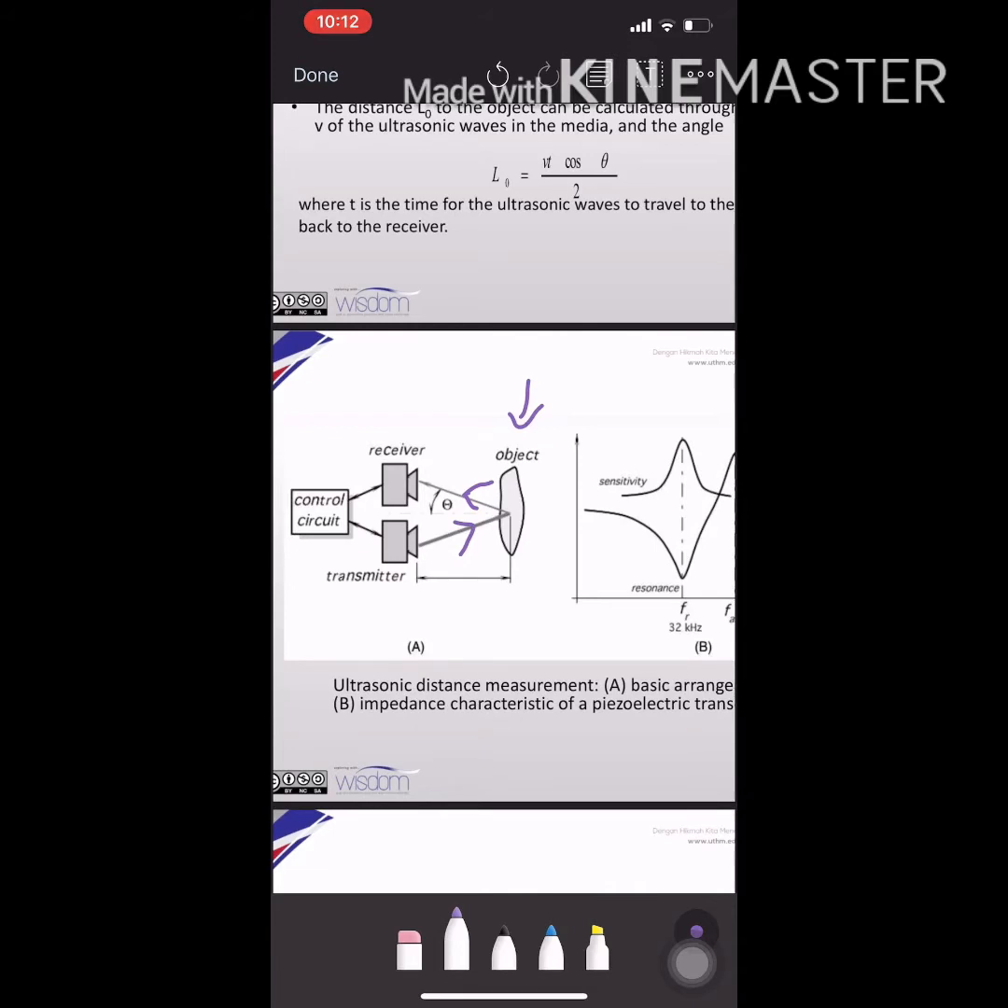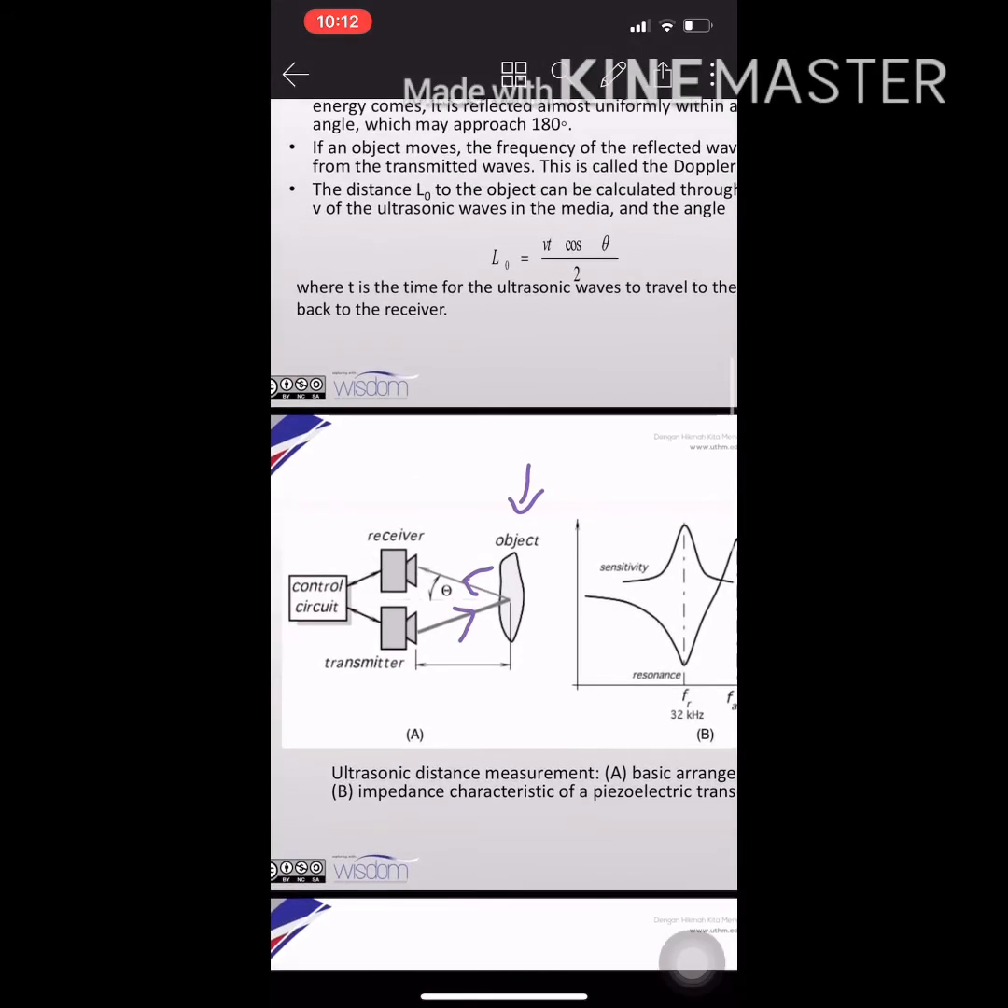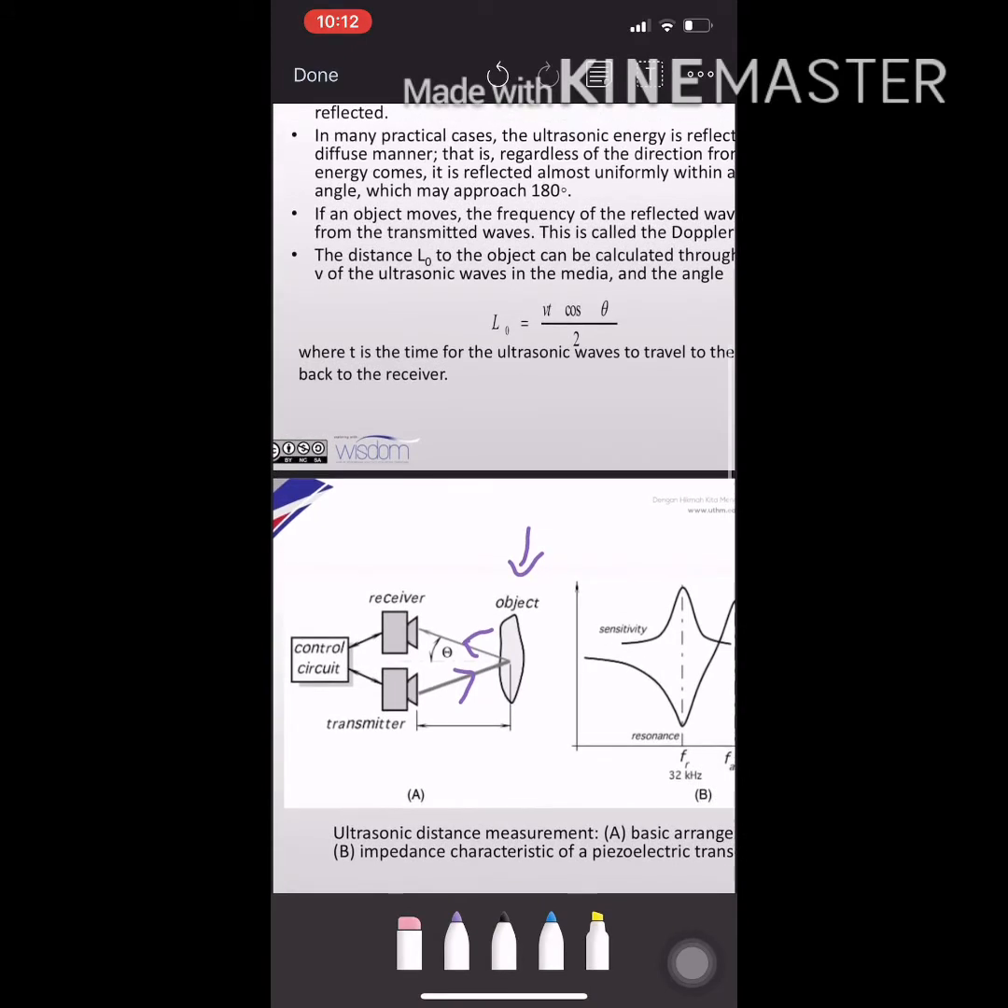So when the object moves, of course the frequency of the reflected wave will be different from the transmitted wave. This is what we call the Doppler effect. The distance to the object we can calculate by using this equation: L0 is equal to Vt cos theta divided by 2, where T is the time for the ultrasonic wave to travel from the transmitter back to the receiver, which is the time taken from here to here.